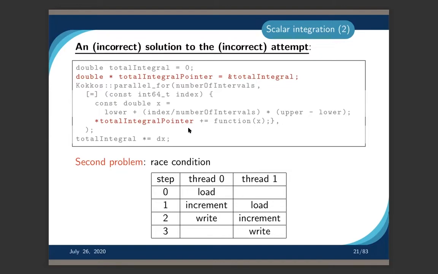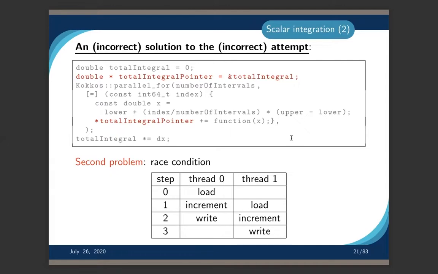A plus equal is essentially a load of the destination, the sum in registers, and then a store. Now, if you have one thread loading this value and while it's incrementing, have another thread loading this value, they actually loaded the same value. So the first one then writes its thing back, the second one does the increment and then writes its result back, and you lost the contribution from thread 0. That's the typical race condition.